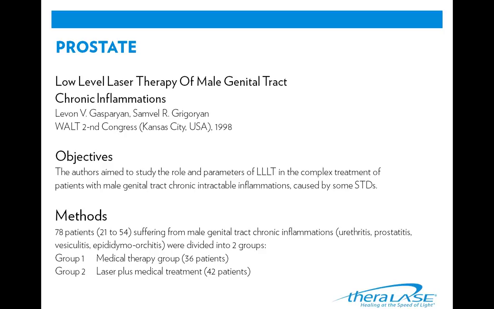Here they looked at 78 patients that were suffering from male genital tract chronic inflammations, and these were various inflammations. Prostatitis was just one of the conditions, but it also included urethritis, vesiculitis, different inflammations in that area. And the patients were divided into two groups. The first group was a medical treated group, so just using medications. And the other group was a laser treated group plus medication.